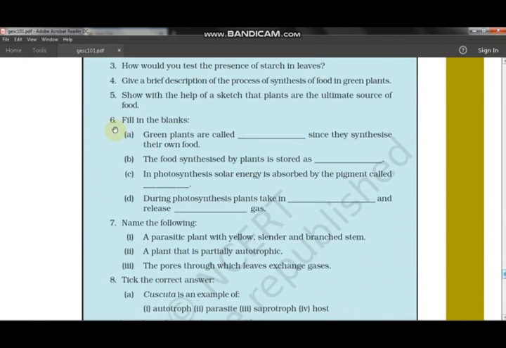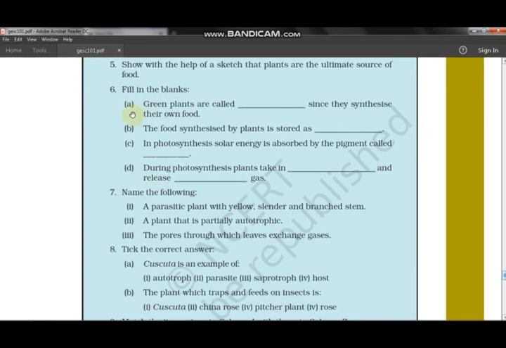Question number 6, fill in the blank. It says green plants are called dash since they synthesize their own food. So what will they be called? Autotrophs. So here the blank we will fill with autotrophs. Second, the food synthesized by plants is stored as starch. Since we have seen in our first video that excess amount of food, plants store in the form of starch.